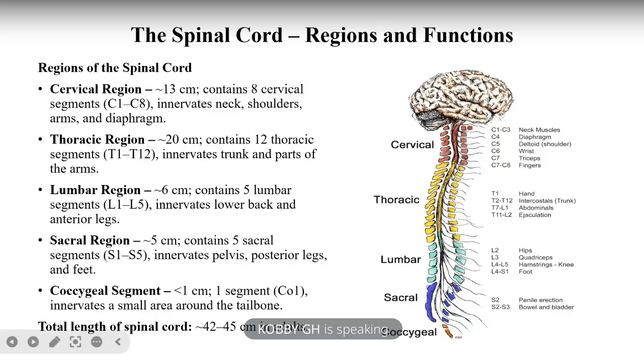Then we come to the lumbar region. L2 controls your hips. L3 controls your quadriceps. L4, L5 control your knee. L4 to S1 also control your foot. Then we have the sacral region. S2 controls your penile erection. S2, S3 are responsible for bowel and bladder functions.